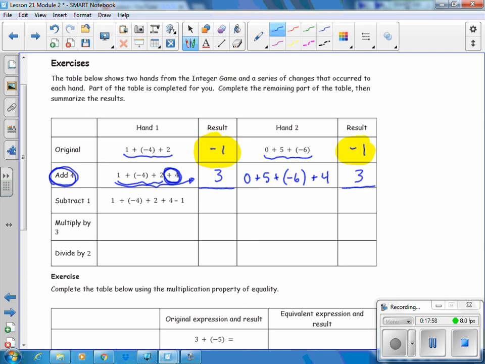Now the next thing, you're going to subtract 1. So they wrote down the entire previous expression here, and then showed that they're subtracting 1. So go ahead and calculate that and write the answer. And then copy this entire expression, and then from that subtract 1.